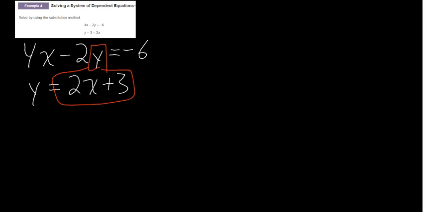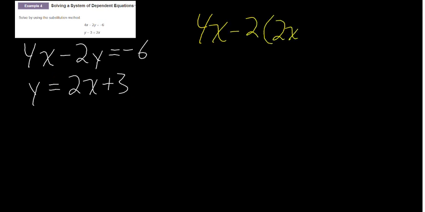This is probably what I should have done for that one example, was have it rewritten. But the second equation, if I add 3 to both sides, I'll have y is equal to 2x plus 3, right? That's pretty easy. So what I'm going to do is plug this value in for the y up here. So I'll have 4x minus 2 times (2x plus 3) is equal to -6.